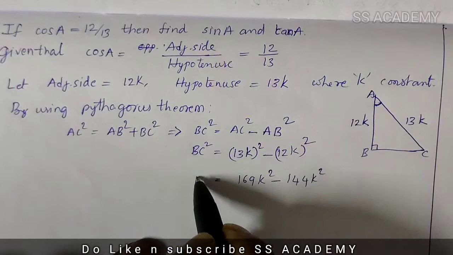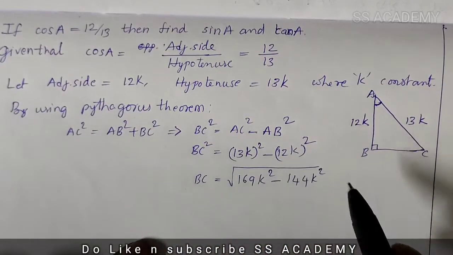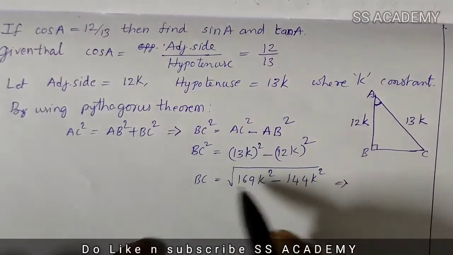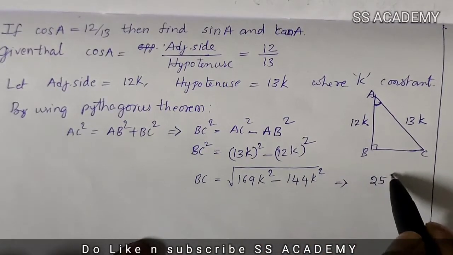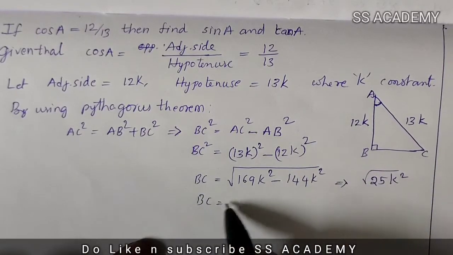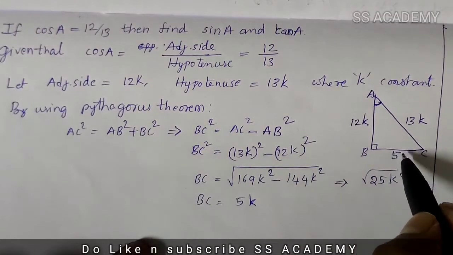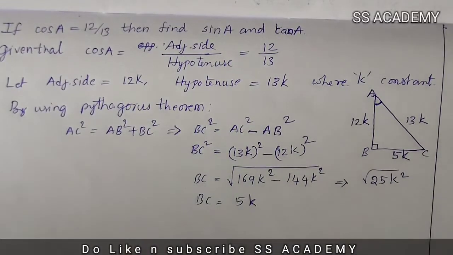So this square, when it comes to the right hand side, it will become root, and that implies it will be 25K square. So the square root of 25K square equals 5K. So the opposite side is equal to 5K.